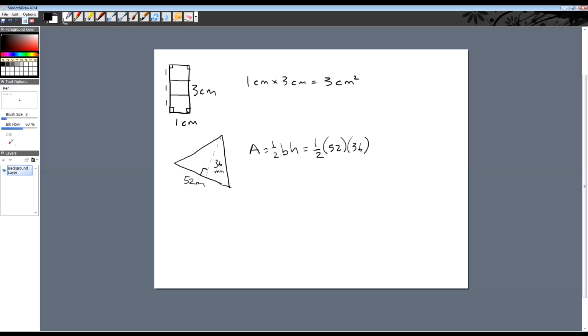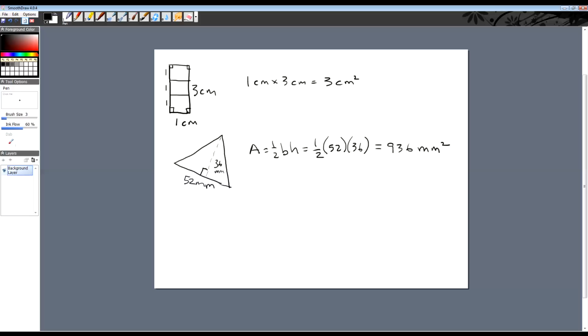They're both millimeters, not meters. So 52 times 36 times 1/2 is 936 square millimeters.